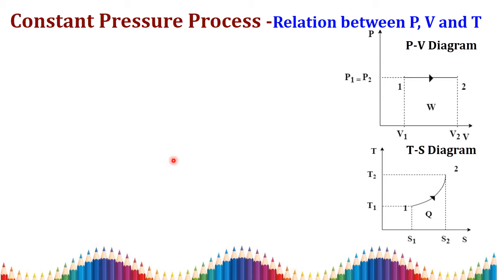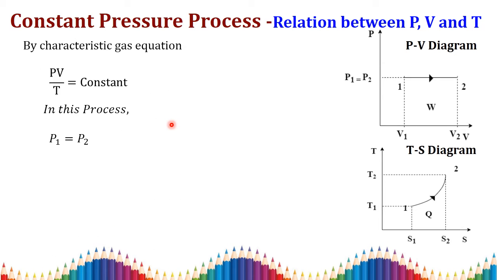So first one, we are going to see what the constant pressure process relation for PVT is. As we all know, PV is equal to mRT, then PV by T is equal to constant, since m and R are constant. M is mass and R is the characteristic gas constant. Both are constant in the initial and the final states. So I am writing the equation PV by T is constant for this process.